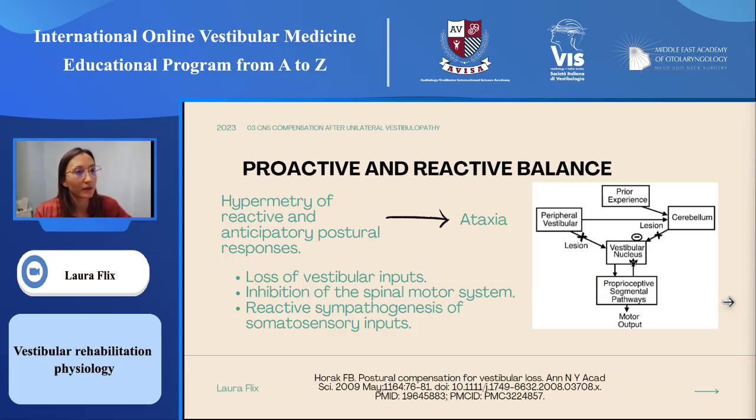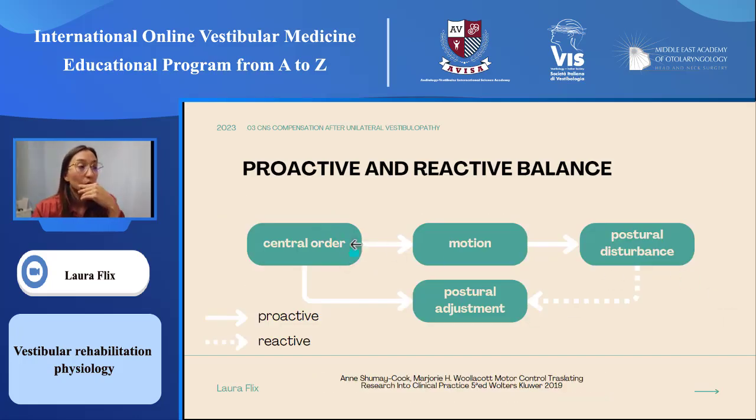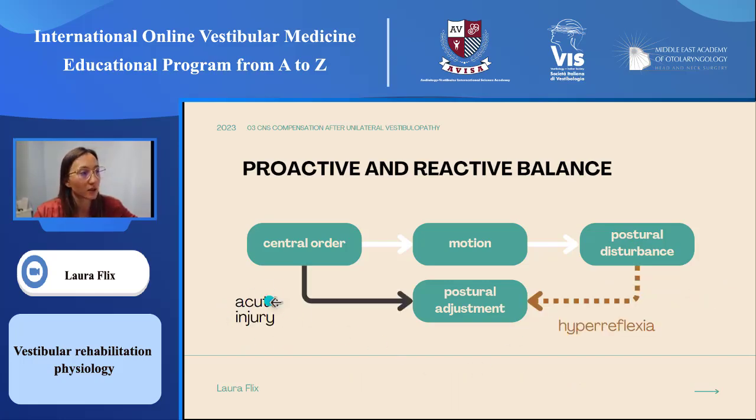To have it a little bit more easily schematized, we will normally have a central order in the nervous system for doing an action, for moving the limb or whatever, that goes at the same time with a postural adjustment with the proactive balance to maintain it correctly, and then maybe this motion will have a postural disturbance that will give a feedback, a reactive. We will have the reactive balance, no? But when we have a lesion, an acute injury, this central order will send this action of motion, but won't have a correct postural adjustment.